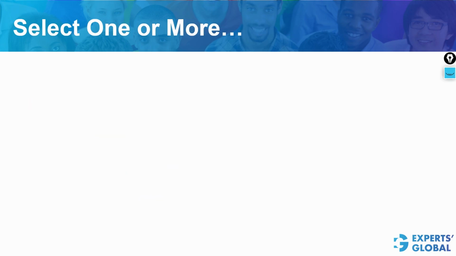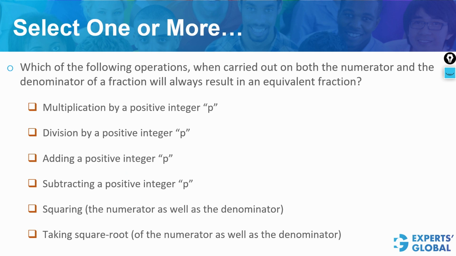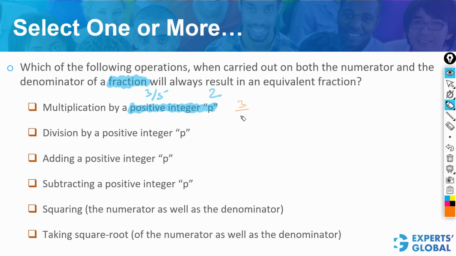Let's take an explanatory example. Here is the question with 6 answer choices. Please pause the video and solve this. A practical approach for solving such questions is to assume values. Always assume simple values that are easy to deal with. For example, we can assume that this fraction is 3 by 5 and this positive integer p is 2. So multiplication by the same integer would simply cancel out the integer and the value of the fraction would remain the same. Therefore, first answer choice is correct.